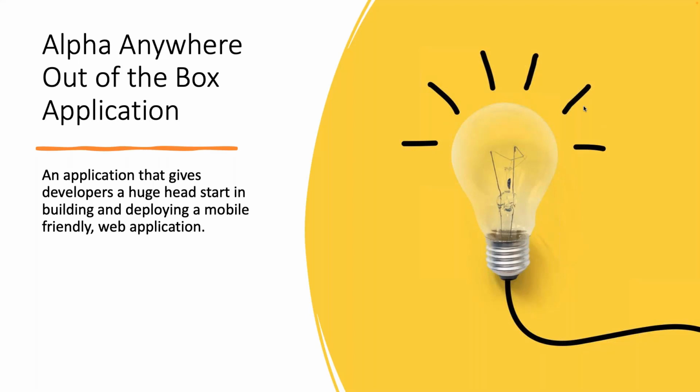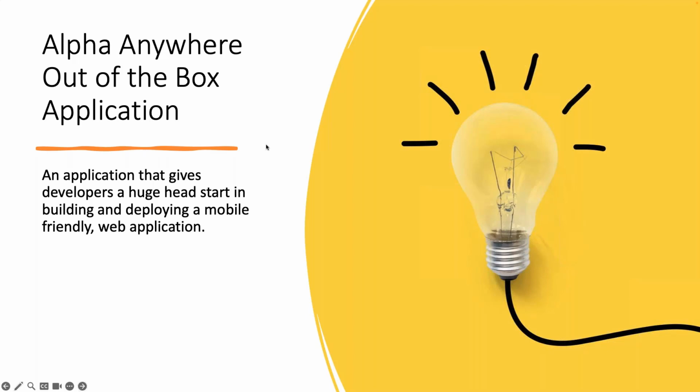So for the last couple of months, various webinars have been on the whole notion of an out-of-the-box Alpha Anywhere application. In other words, what's a really quick and easy way to get an application going from scratch with everything that you need to get it deployed so that you can have a working proof of concept? So let's take a look and see what we have covered so far.